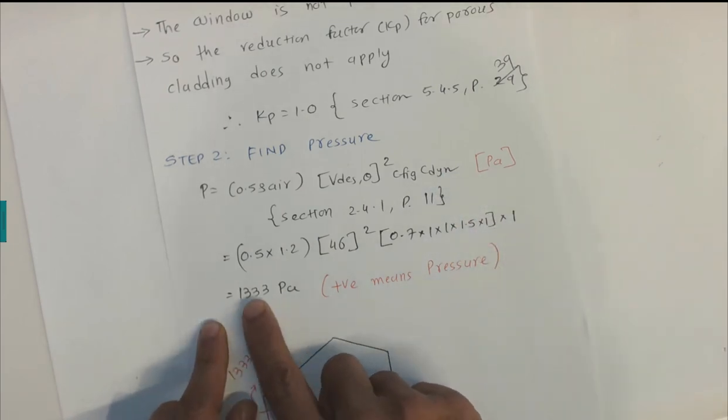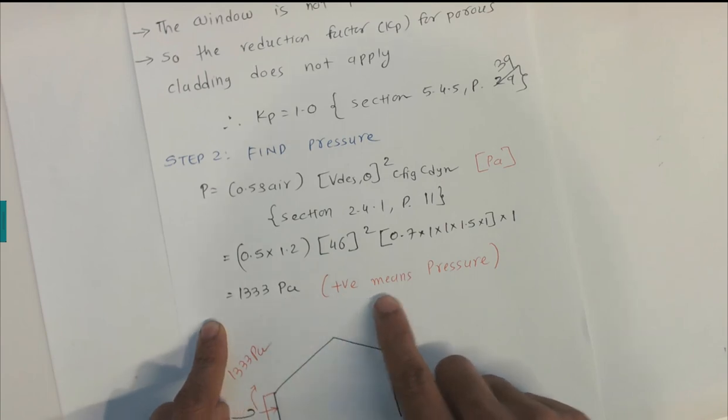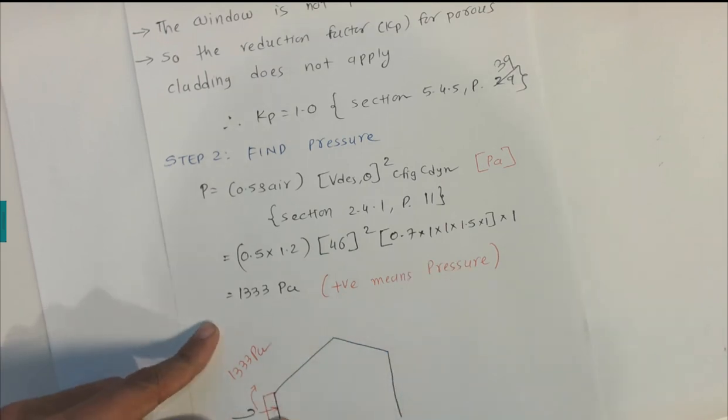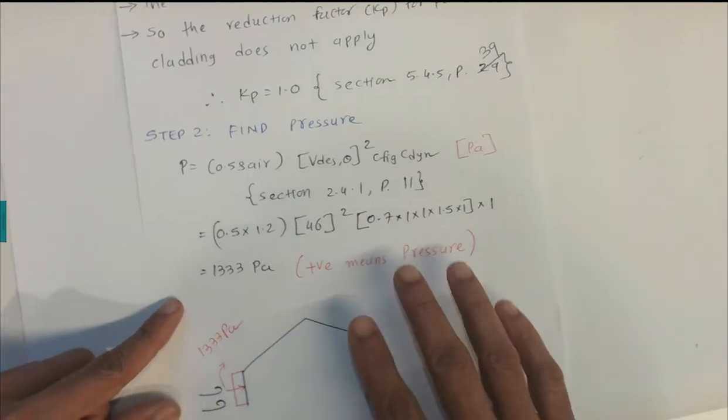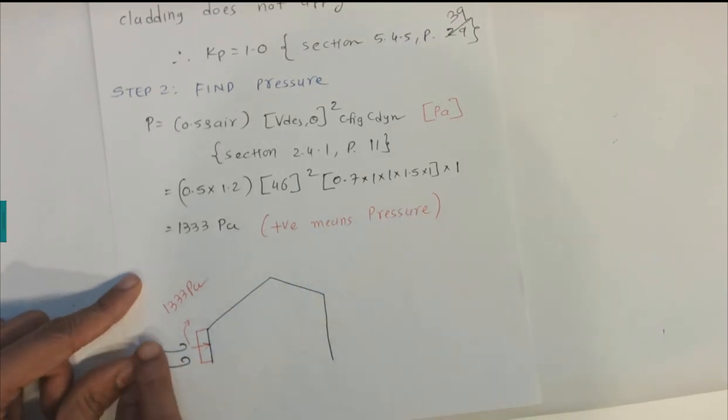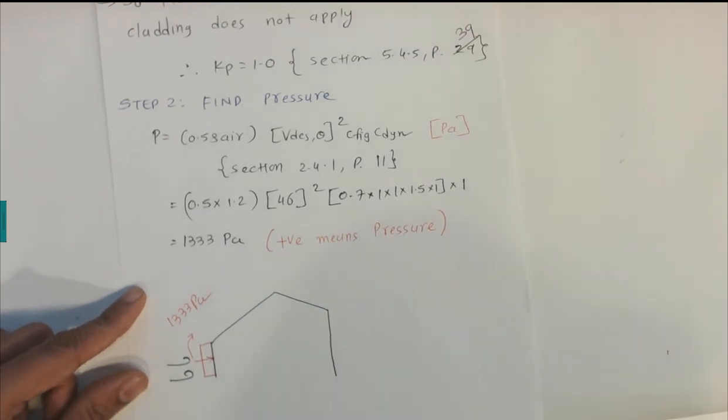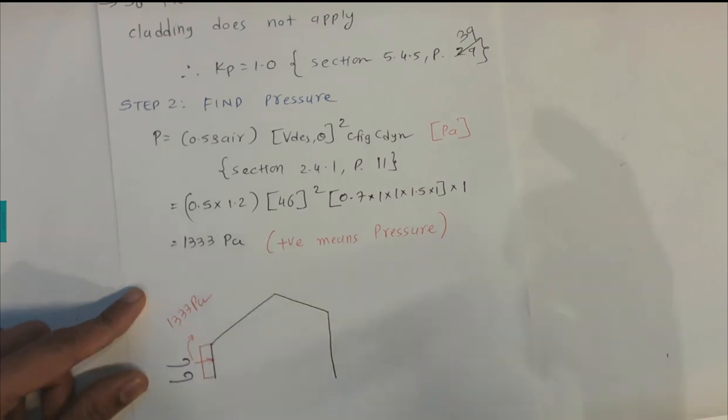That multiplication gives 133 pascals, that is positive, meaning pressure, and this is on the windward wall. So positive means pressure, and that is coming from the windward wall, so that is 133 pascals on the windward wall, and it's positive pressure.